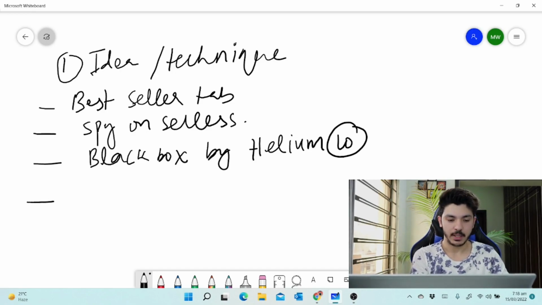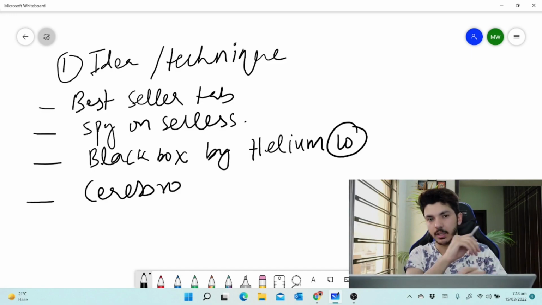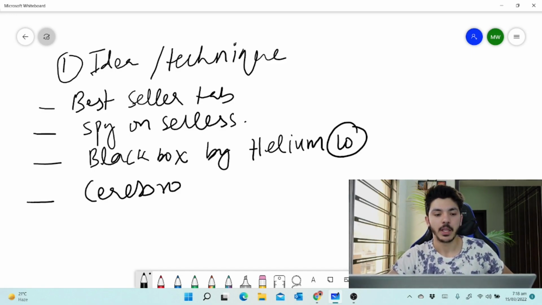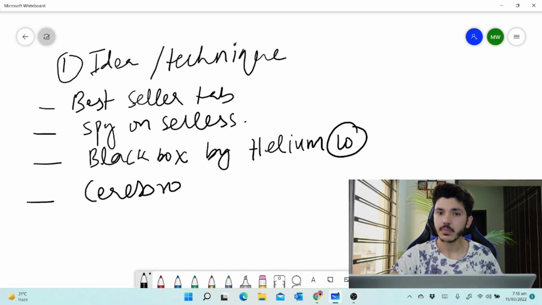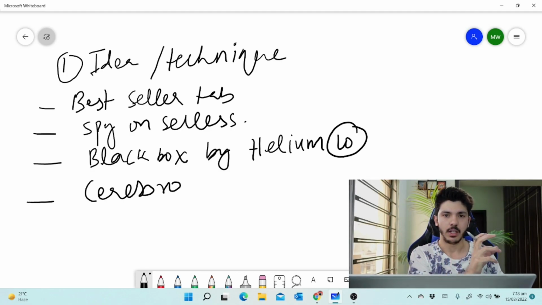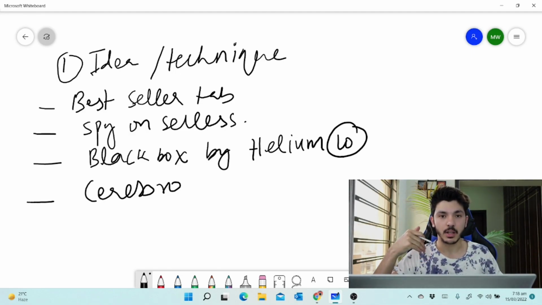And the next step is Cerebro. So Cerebro is also a feature in Helium 10, where you can put someone's ASIN into Cerebro, and you can find the list of keywords they are ranked on or indexed on. From there you can search randomly on Amazon through those keywords, and you can find a couple of different ideas from Cerebro.